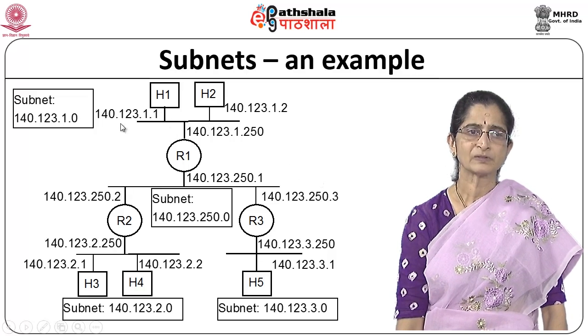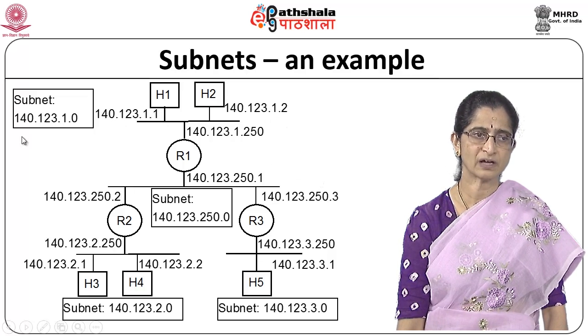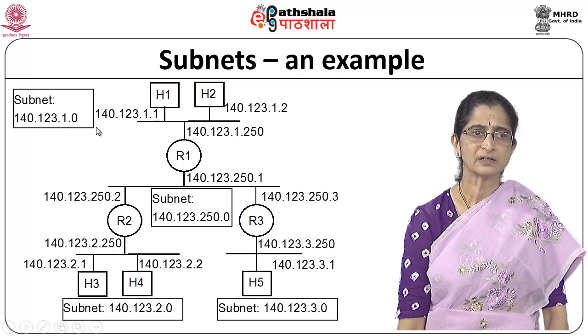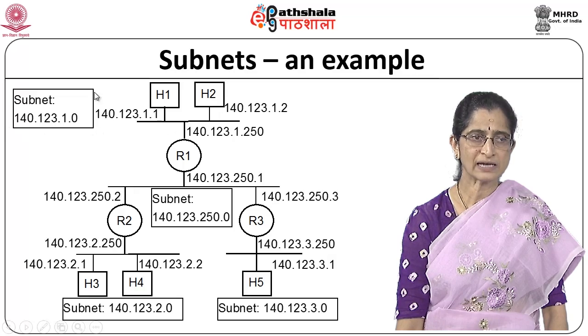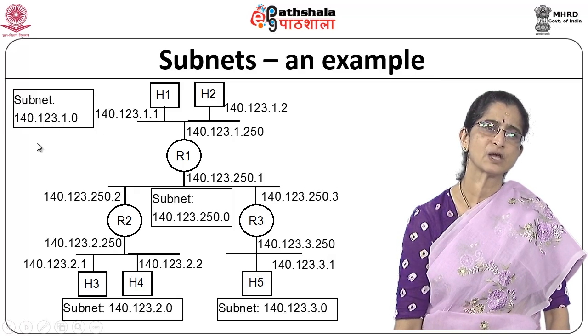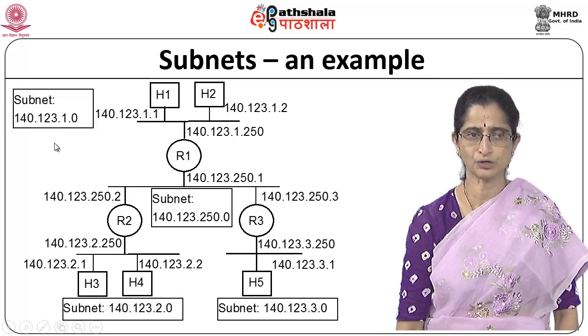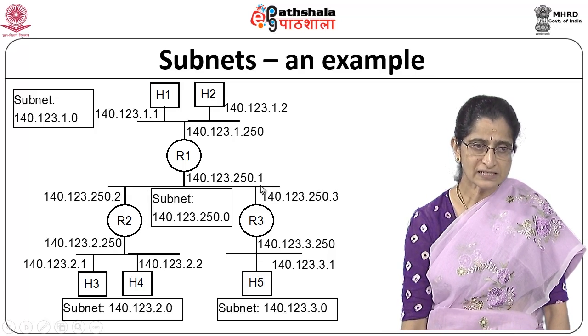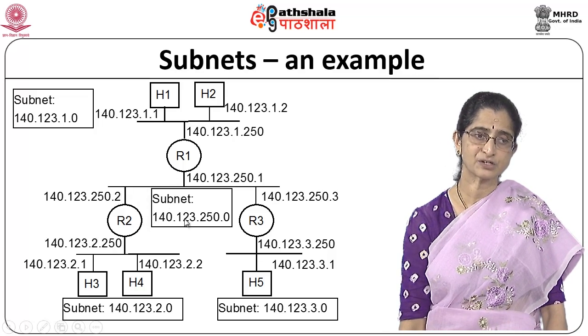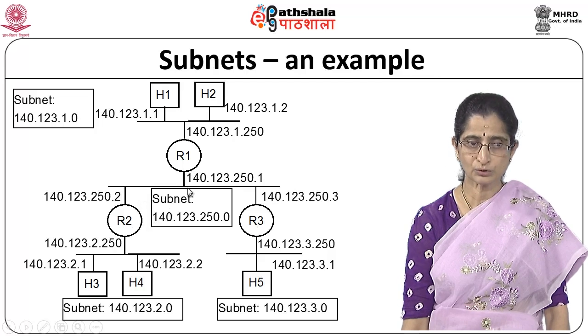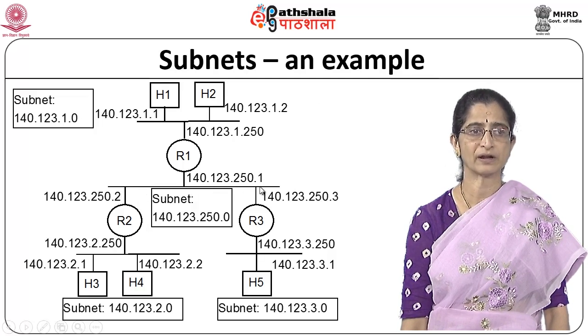You can see that the common part of the addresses over here is 140.123.1, right, that is the common part. So that we call a subnet, and we say that the subnet address is 140.123.1.0. Similarly, if you look at this subnet here, you can see that R1 is connected to 2 other routers, R2 and R3, through its interface and through a particular network over here.